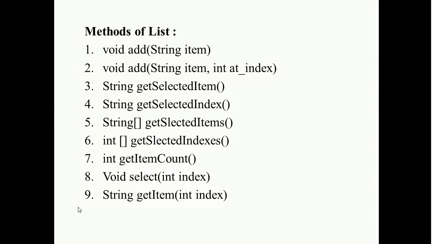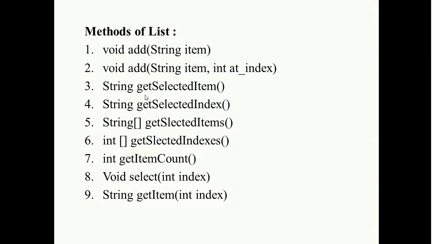Second method is void add(String item, int index). The second method has two parameters, String item and int index. This method adds the item into the specified index. Here the index number is given, and the item will be added at that particular index.